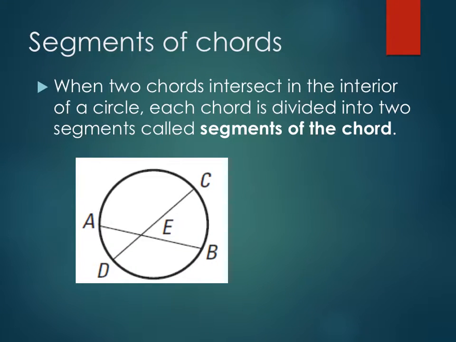So the segments of chords, because you're going to see this terminology, is if two chords are intersected in the interior of a circle, each chord is divided into two segments called the segments of the chord.